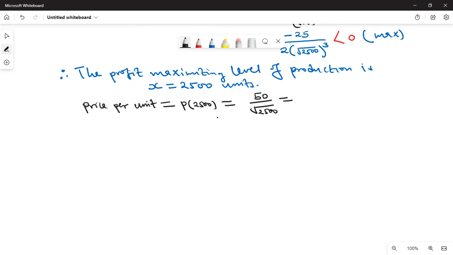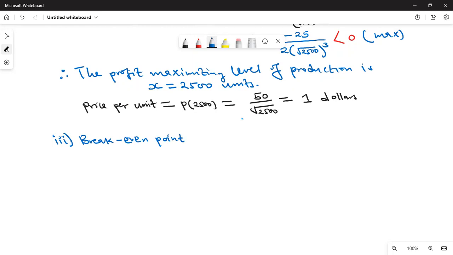And so that is 50 over 50, which is 1. So let's say it was in dollars. So that means the price per unit should be $1 for you to maximize the profit. And in the other part, in part 3, we are asked to find the break-even point.